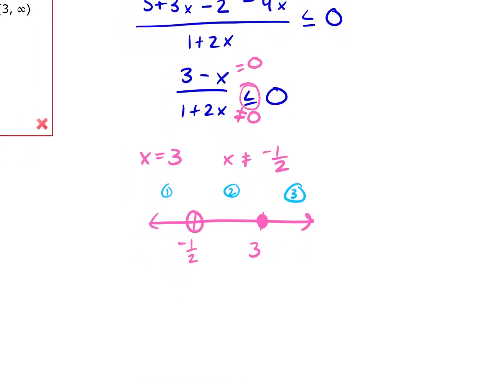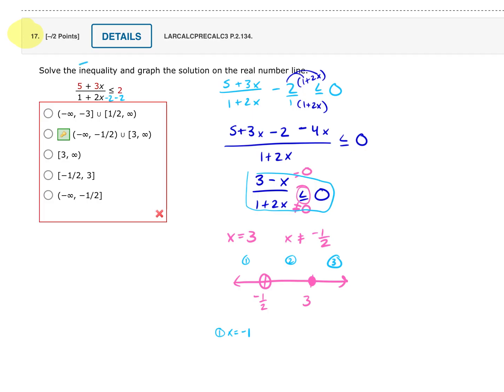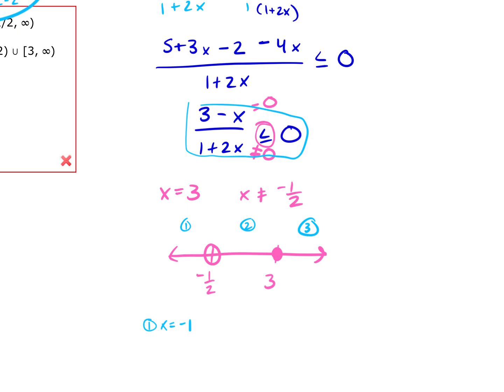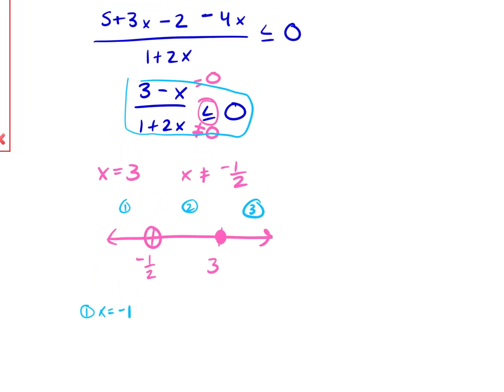What's a number that's less than -1/2? -1. Let's plug in -1. I'm going to plug it into my simplified version here. If you want to plug it into the original, that's fine too. You can plug it into either one. So 3 minus -1 would be 4 over 1 minus 2 would be -1. Is this less than or equal to 0? Yeah, -4 would be less than 0. So it works over here.